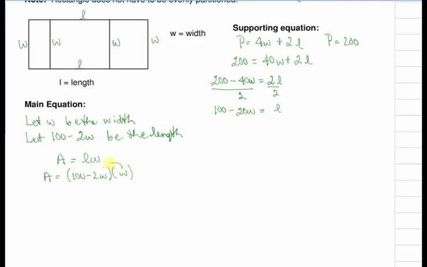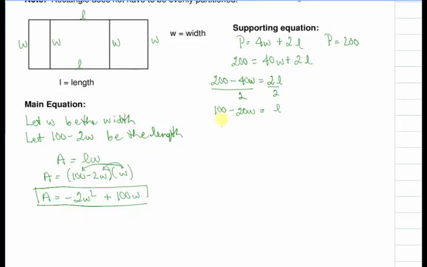I will expand my W and put my formula in standard form. So that means that my W squared term should be first. So W times negative 2W is negative 2W squared. And then W times 100 is my second term at 100W. So here is my formula that should calculate the maximum area of this lot.